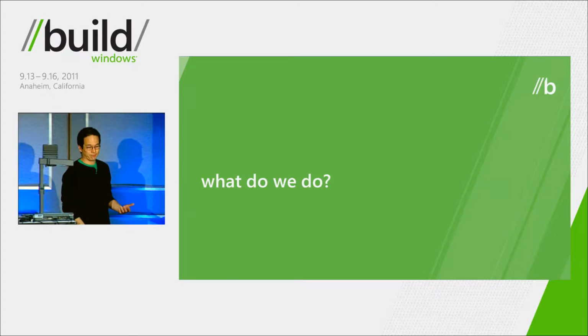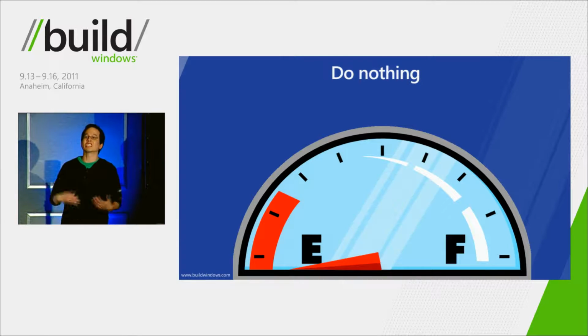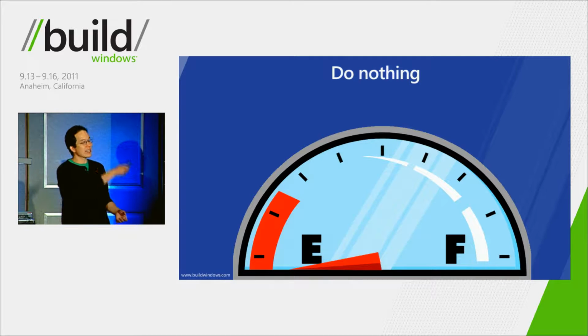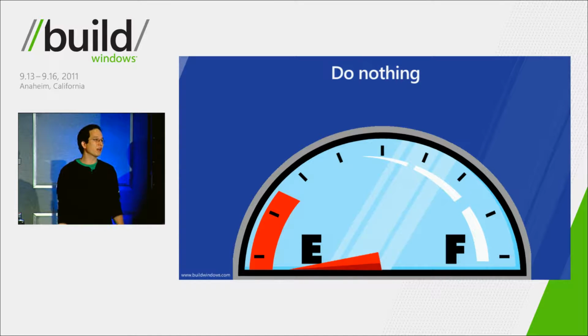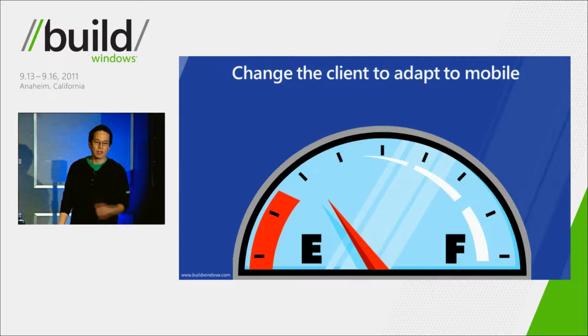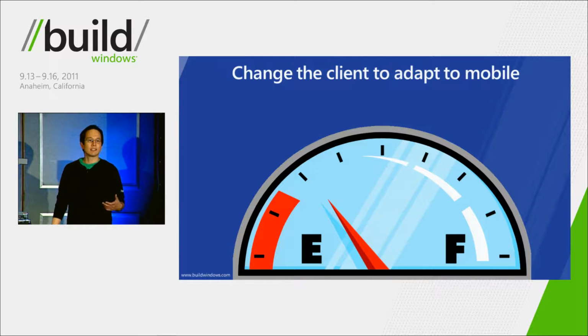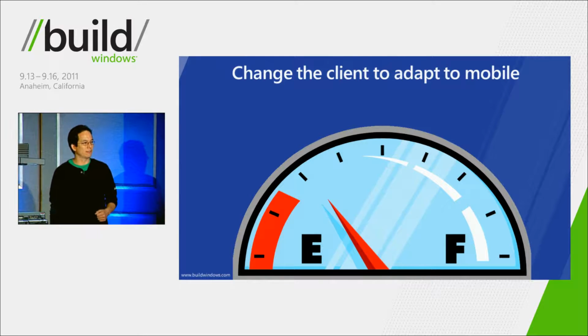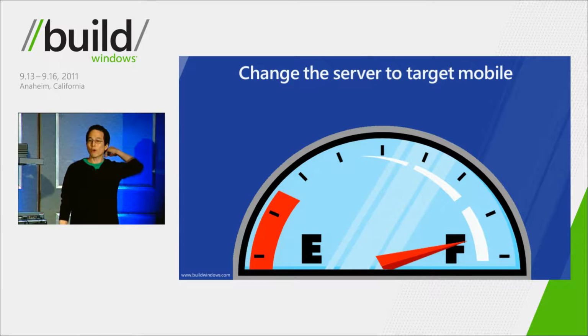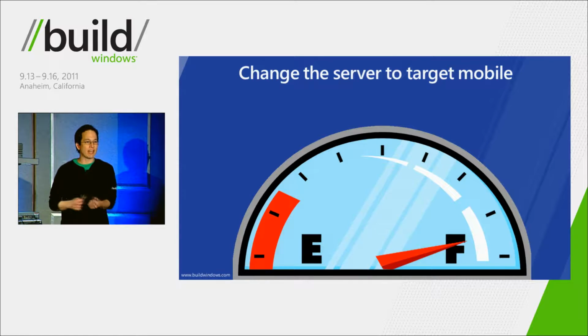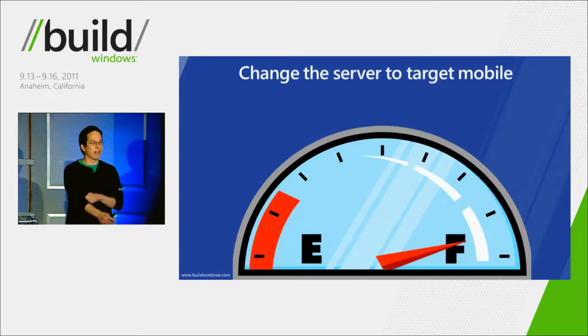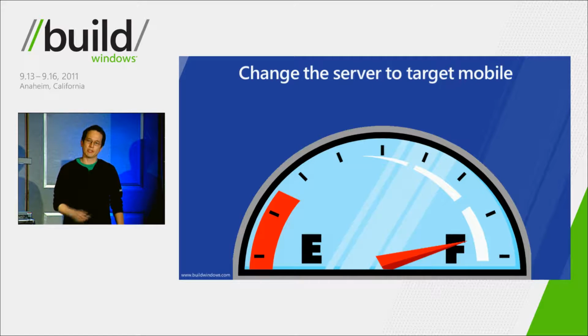What do I do? Well, it turns out there's a continuum. I can start and I can do nothing. You always have the option of doing nothing. Or I can change the client to adapt to the mobile devices. Or I can change the server side and give different markup and different resources, like script files and images, to the client based on the device info that's sent to the server.